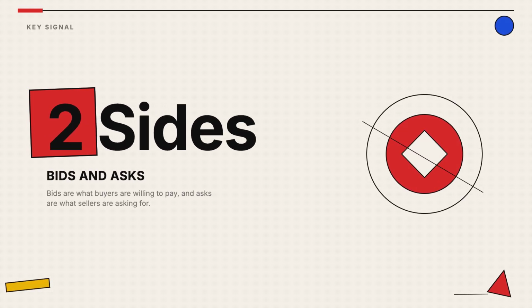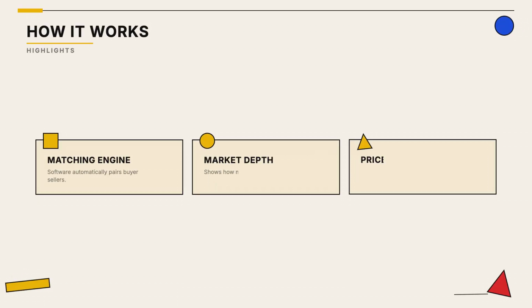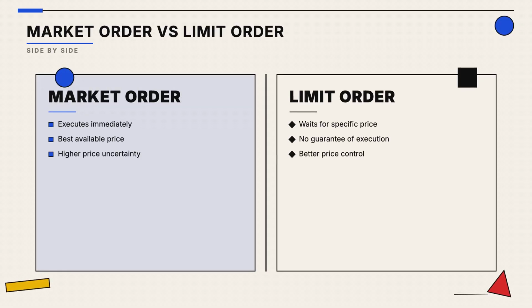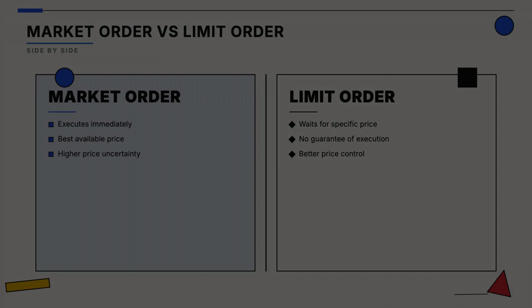The bid side represents buyers, while the ask side represents sellers waiting for a deal. When a buy order matches a sell order, a trade occurs. This process helps determine the current market price of an asset. Your choice of order type determines how you interact with the book. Market orders take what is available, while limit orders wait for your price.